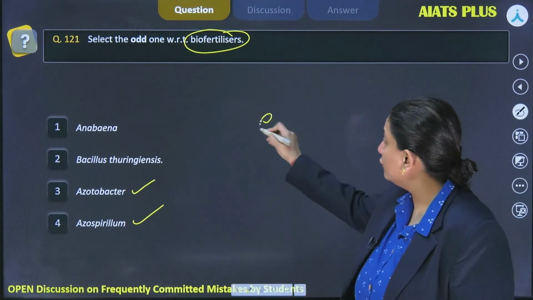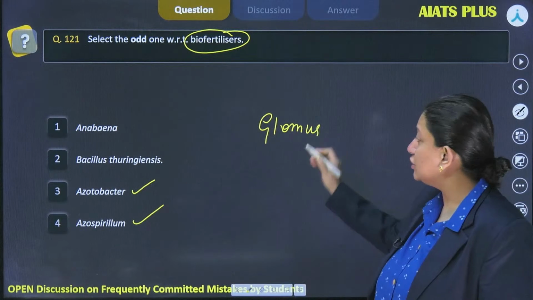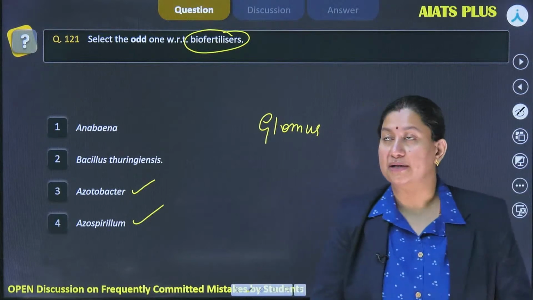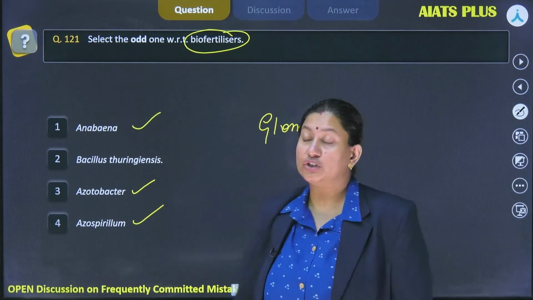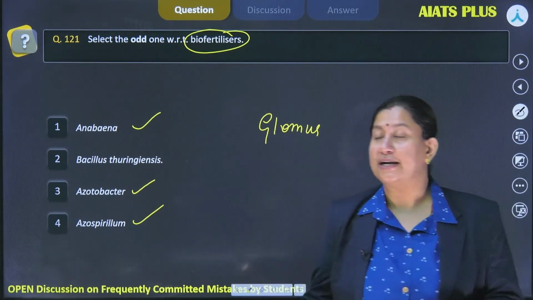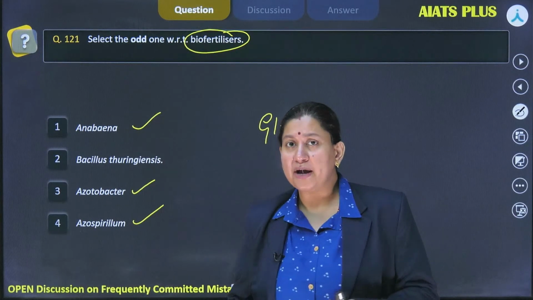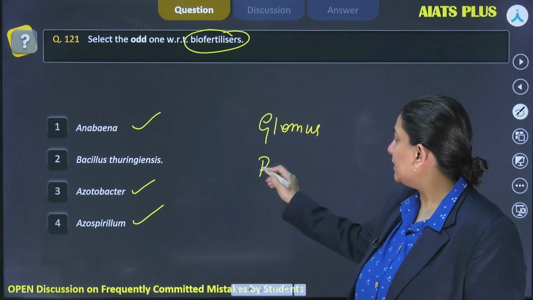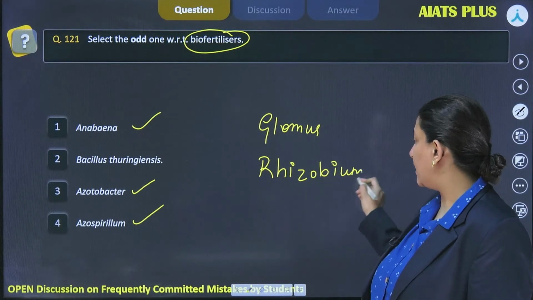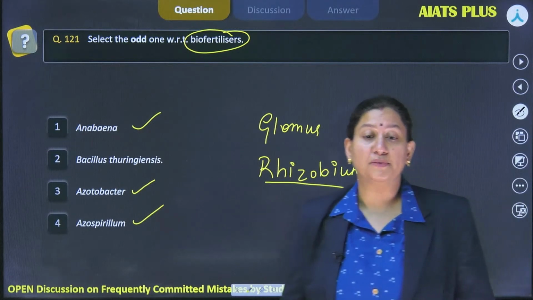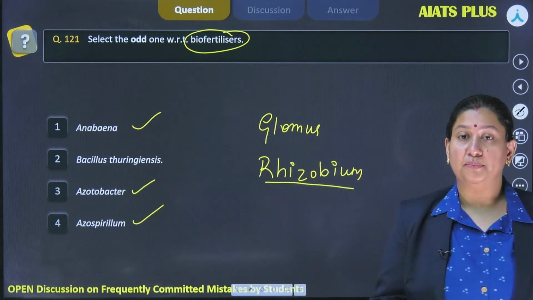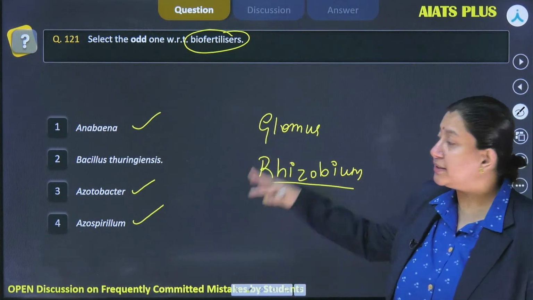Then we could see the case of glomus, which is a fungal genus which forms the mycorrhizal association and can absorb phosphorus for the plants, right? Then Anabaena, which is a cyanobacteria, would be a very good biofertilizer for paddy fields. We could also see symbiotic associations with bacteria like Rhizobium, which can fix nitrogen for the plants. So these are the biofertilizers.